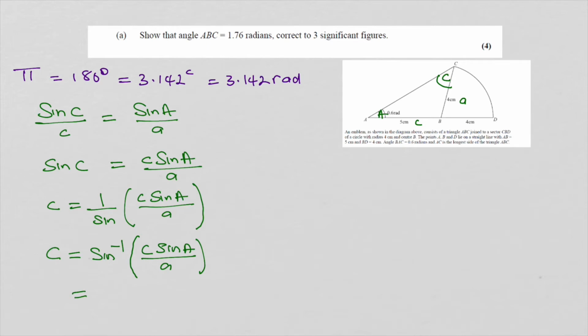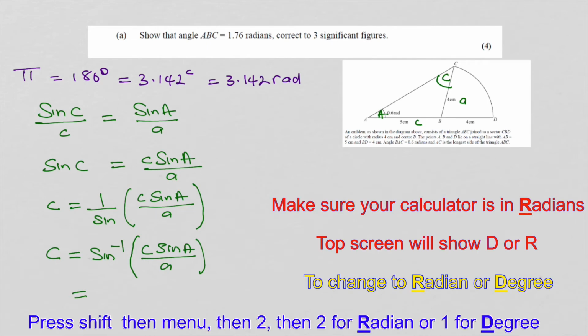Now to do that, I need to make sure the calculator is in radians. If you check the top of your screen, it will say R or D. If it's in D, that means it's in degrees. To change it to radian, you need to press Shift, Menu, and you will see number 2 angle unit, select 2, and number 1 is degree, number 2 is radians, select 2 for radians, and then it will show back on your top screen as R. That means it's in radians, because we are working in radians here.